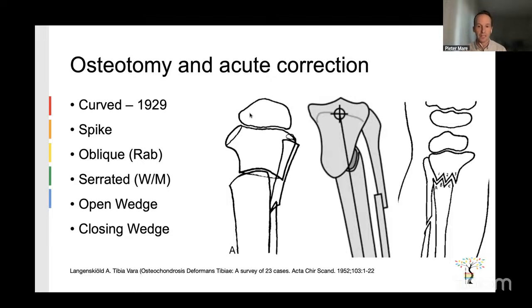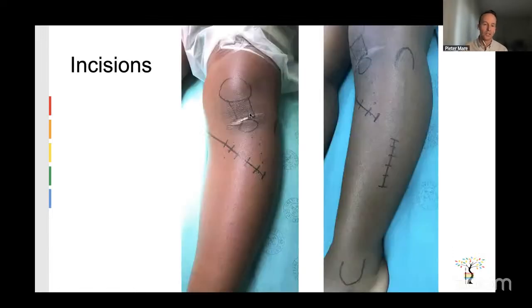Are you going to fixate it? Are you going to do acute versus gradual correction? And what are your correction targets? So just sharing with you what we do is an oblique incision from proximal medial to distal lateral. The reason for that is that if there is recurrence, we can just extend that same incision proximally and do a medial elevation osteotomy at the second procedure.